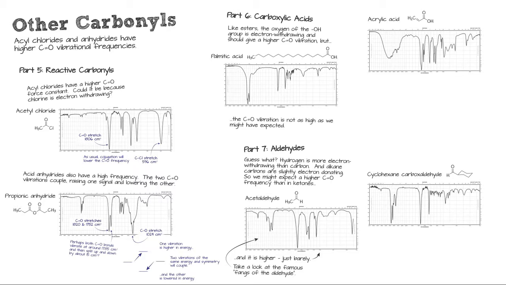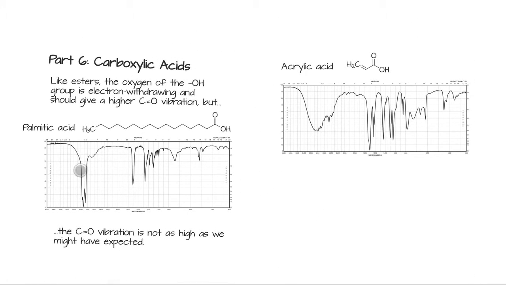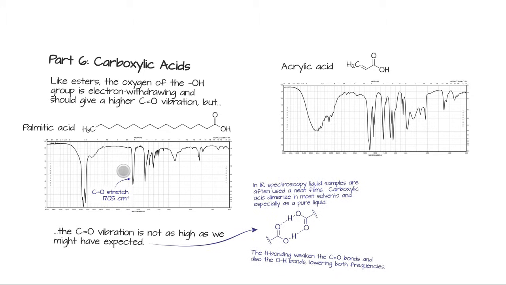Now, carboxylic acids. They're an interesting fish. You'd expect to see an OH peak. Where is it? I don't see it here. Oh, look. There it is. The OH peak is, in fact, underneath here. The carbonyl peak is a little lower. We'll explain that in a second.